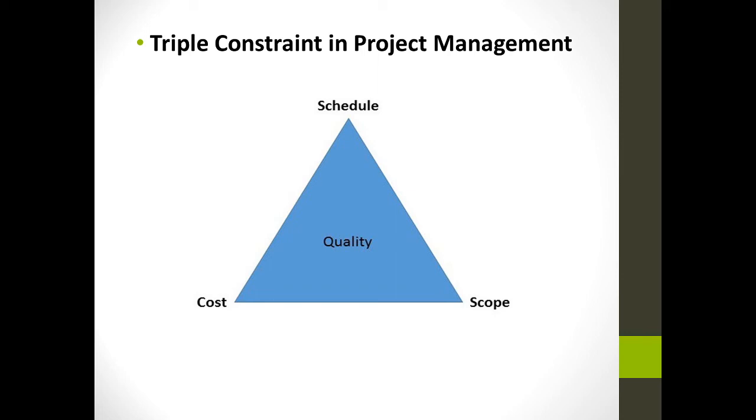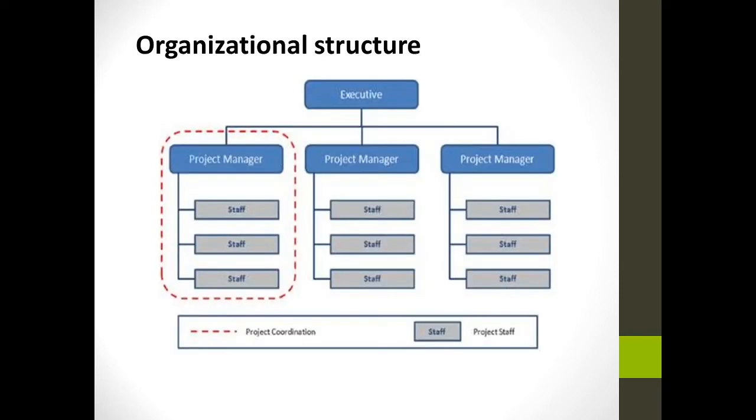Suppose you are disturbing the cost, automatically it will disturb schedule and scope. Again, whatever product you are creating will not be a quality product. So you have to keep in mind that whenever you are thinking about the schedule, scope, and cost, quality is the soul of your project management.